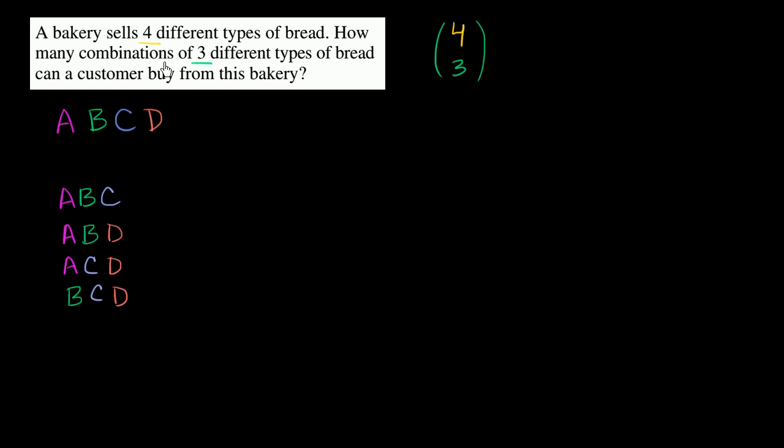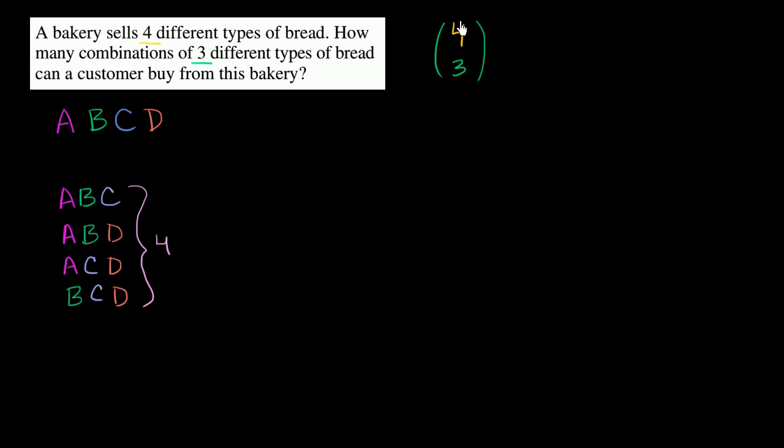Each of the combinations, since I'm picking 3 out of 4, I'm essentially leaving out 1. So there's one where I leave out D, one where I leave out C, one where I leave out B, one where I leave out A. So there are 4 possible combinations. Now, that's all we had to do, but if you went another route, you should also get the same result.